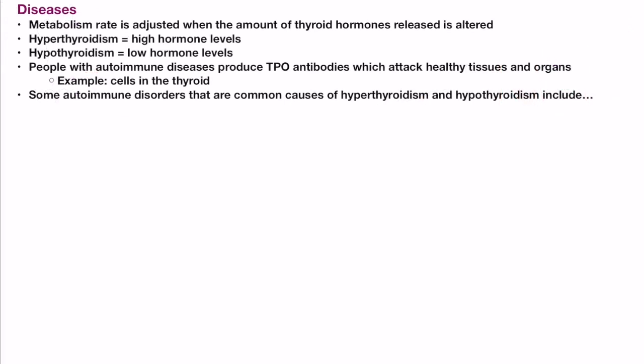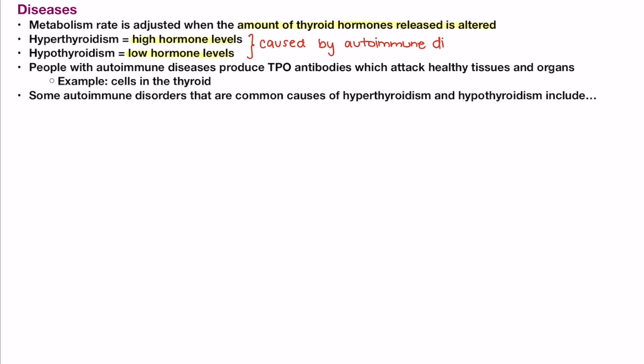Remember what we said earlier? Metabolism rate is adjusted when the amount of thyroid hormones being released is altered. Hyperthyroidism results when hormone levels are too high, while hypothyroidism results when hormone levels are too low. Both affect the body's metabolism and are often caused by autoimmune disorders. In individuals with an autoimmune disease, the body can produce proteins called TPO antibodies. Normally, antibodies protect against viruses and bacteria. However, in this case, these antibodies attack healthy tissues and organs, including the cells in the thyroid.